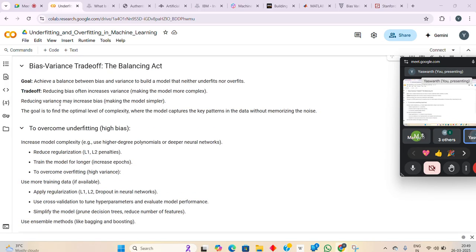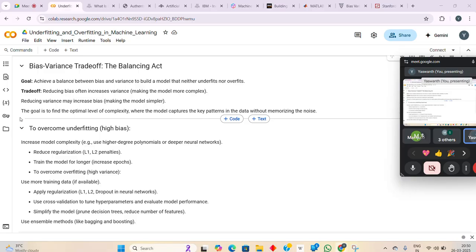And bias variance trade-off means the main goal is to achieve a balance between bias and variance in order to build a model that should neither underfit nor overfit. That is what we want. That is the goal.